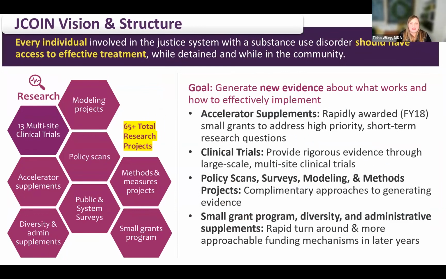We're NIH, so we want to generate evidence about what works and how to effectively implement those things that work. I said on this slide that we have 65 total research projects to date. Today, we are actually at 72. In part, that's because we've taken a flexible approach to the way we designed the network. There's research happening everywhere within the network. Our 13 multi-site clinical trials are run by our research hubs, but our Coordination and Translation Center and our Methodology and Advanced Analytics Center also do complementary research.